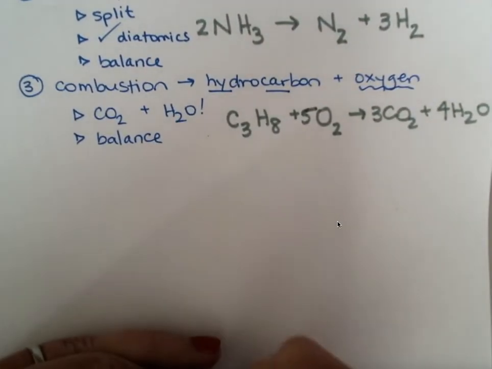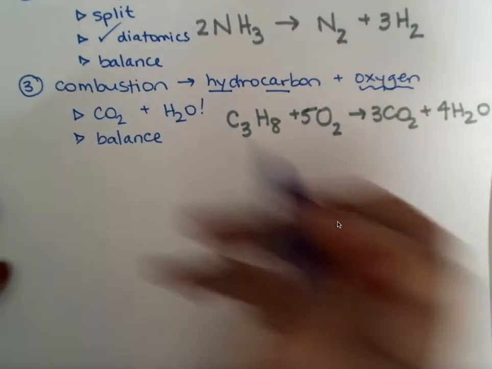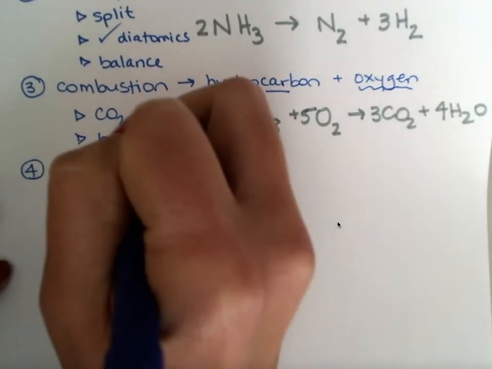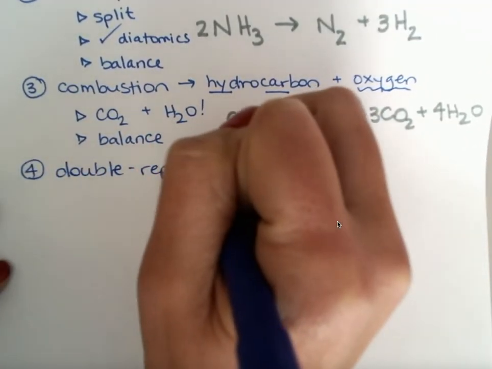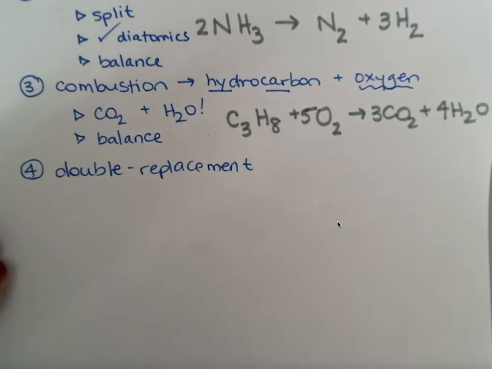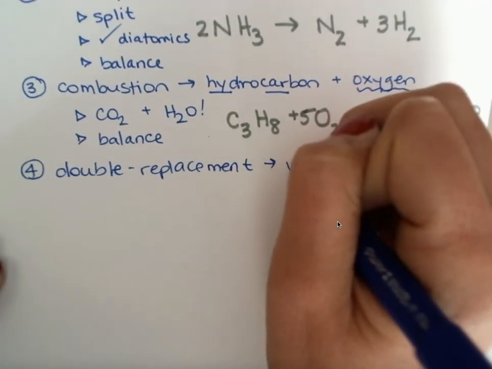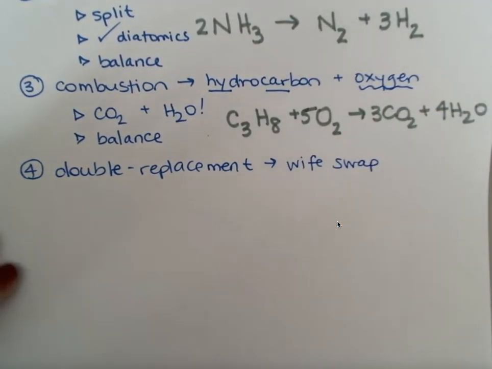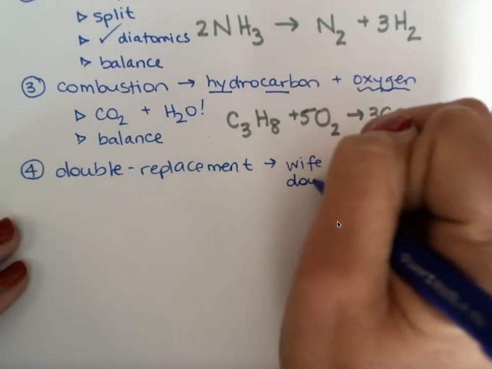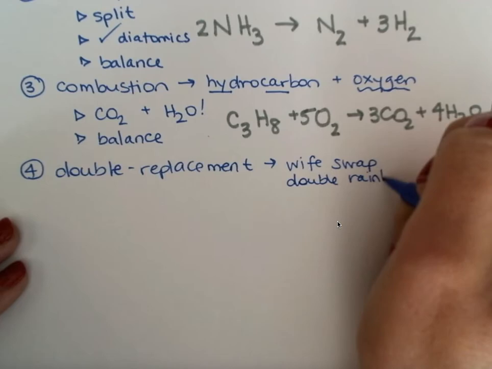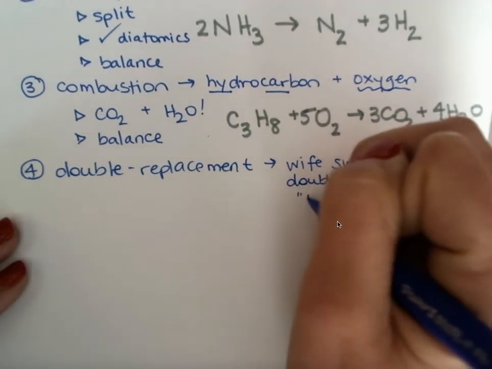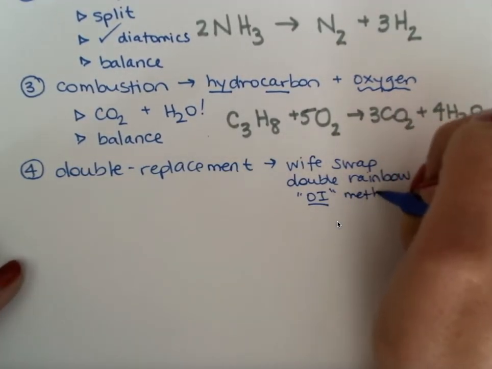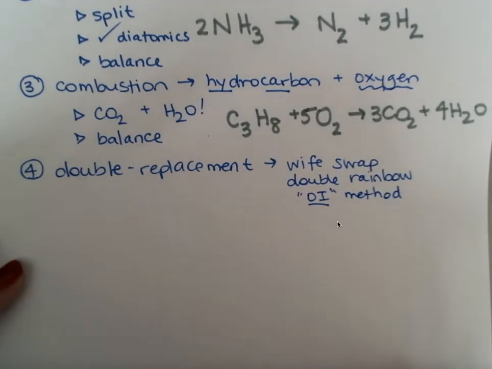Our next 2 types are longer and a little more arduous to predict, right? So the next one that we talked about in class was double replacement. And in a double replacement, we have a wife swap scenario, right? So all the cations and anions are going to switch. Sometimes it looks like a double rainbow, or the OI, right? The outers and inners are going to come together. So like the FOIL method in math, but without the first and lasts.